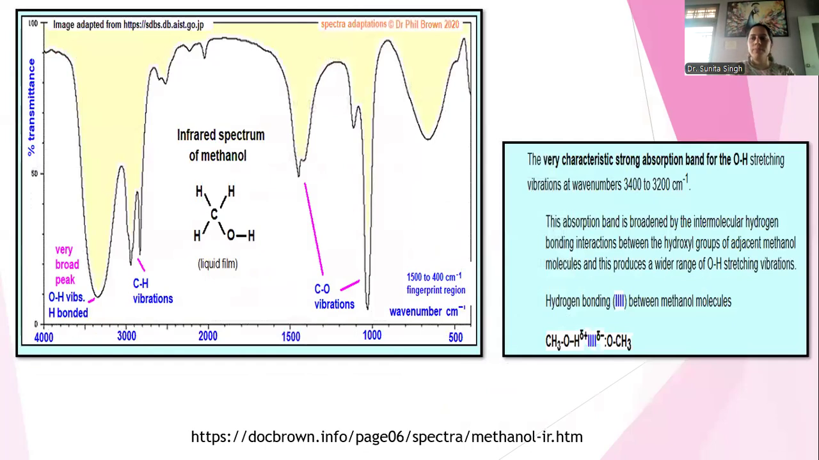This is one of the spectra of methanol, in which we have different vibrations like OH vibrations, CH vibrations, CO vibrations also. The OH vibration is also affected by hydrogen bonding, because we know that in methanol molecules, hydrogen bonding also occurs. The absorption band is broadened by intermolecular hydrogen bonding, which I have already told in the factors affecting the vibrational frequencies. Okay.